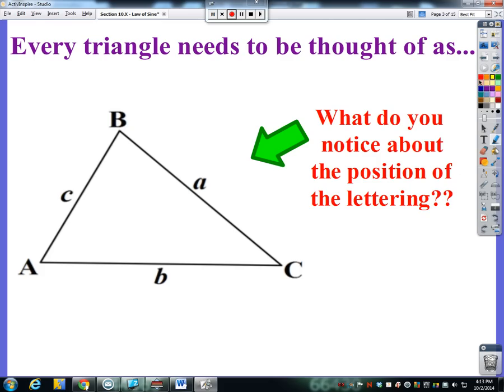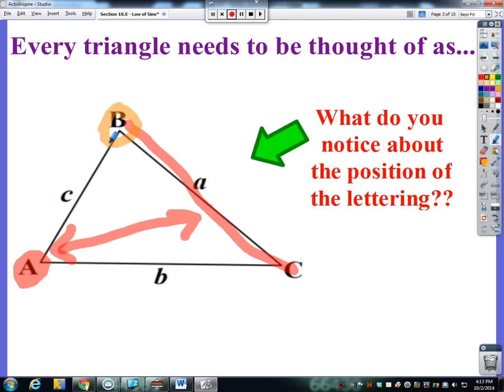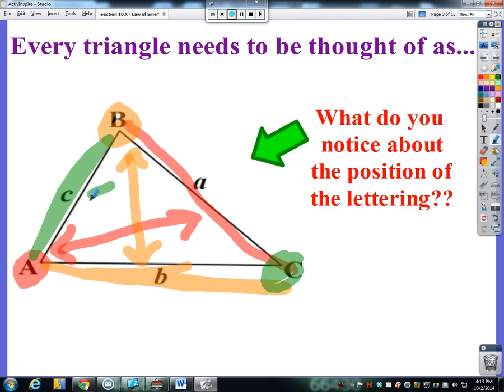And so the positioning you need to notice here is that angle A and side A are on opposite sides of the triangle. Notice with B, angle B and side B, they're on opposite sides of the triangle. Likewise with side C and angle C, they're on opposite sides of the triangle.